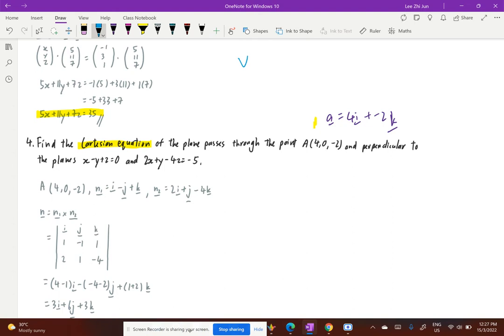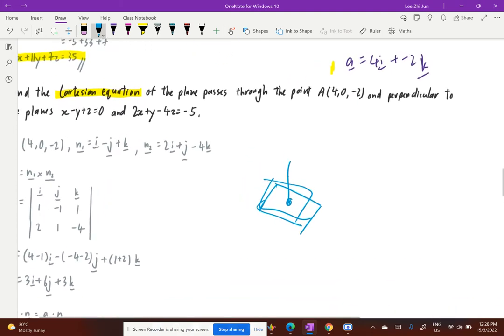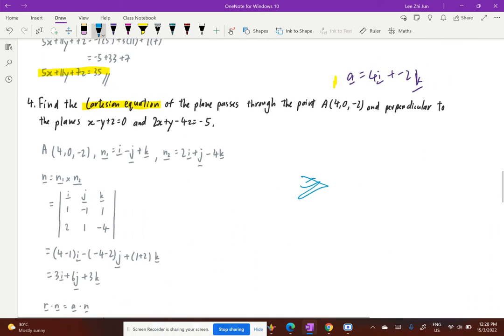Just know that this plane is difficult to draw. The planes intersect, and we need to find the vector. So we need to find the cross product between n1 and n2. The cross product of n1 and n2 from these two planes will become 3i plus 6j plus 3k.